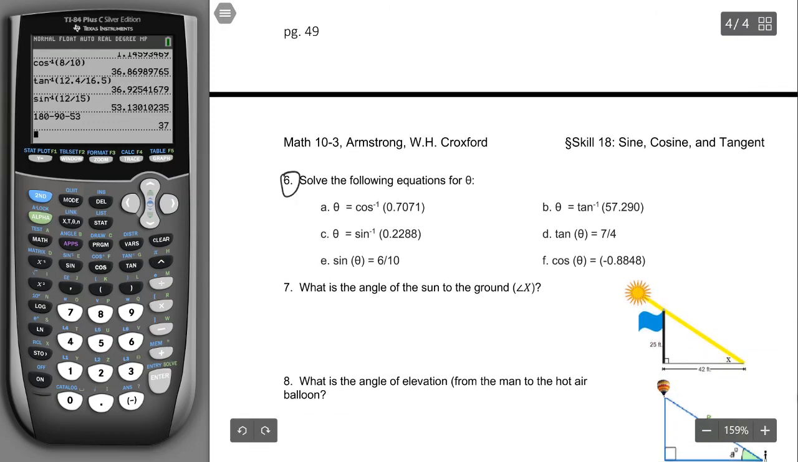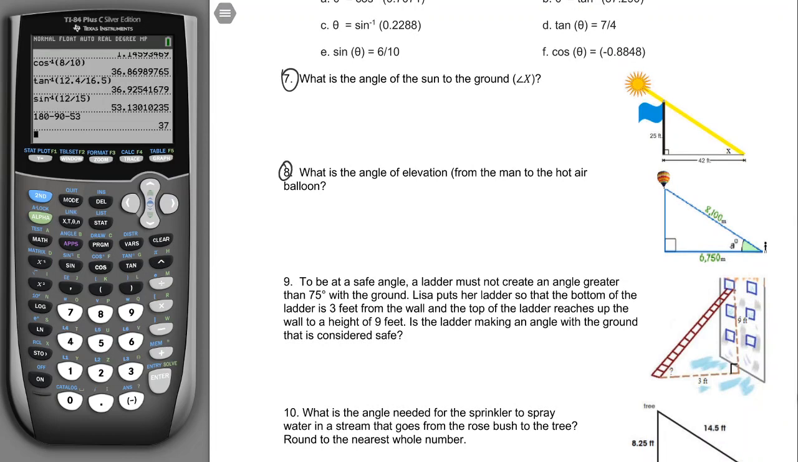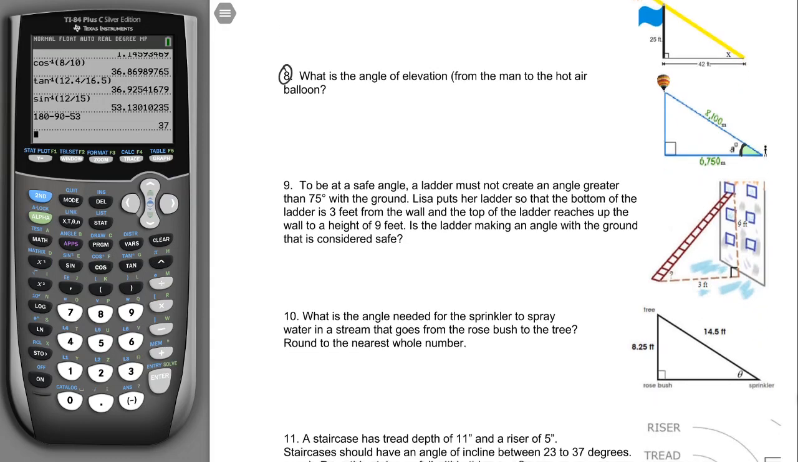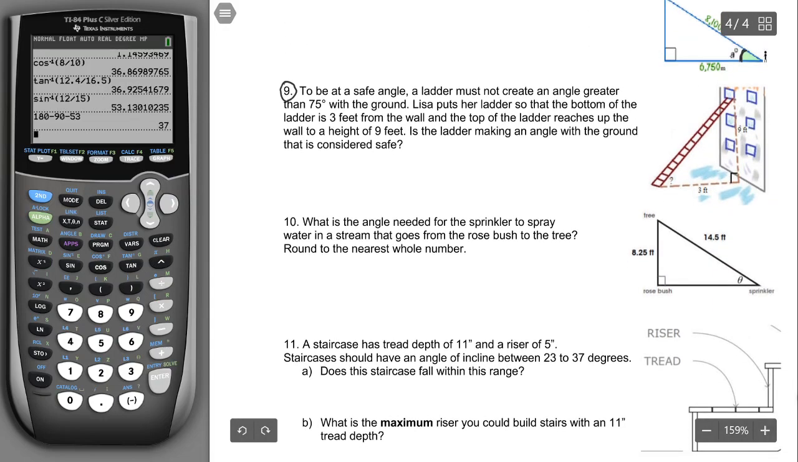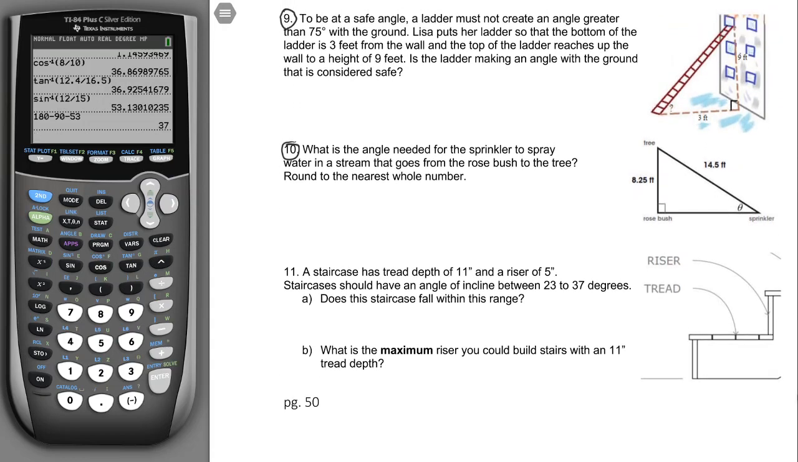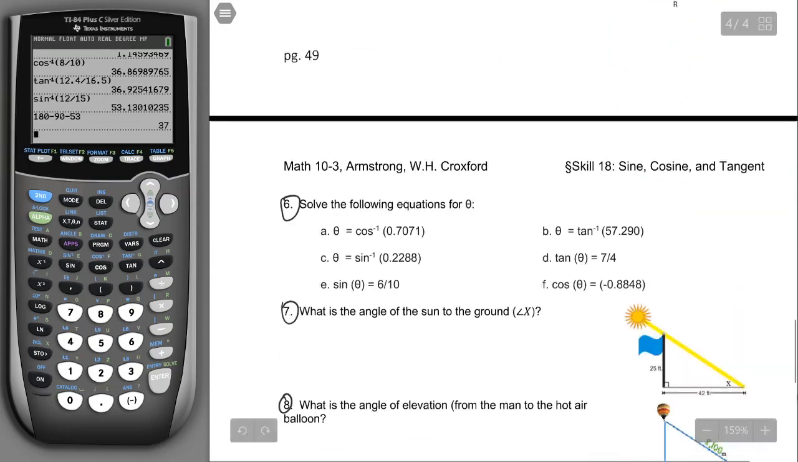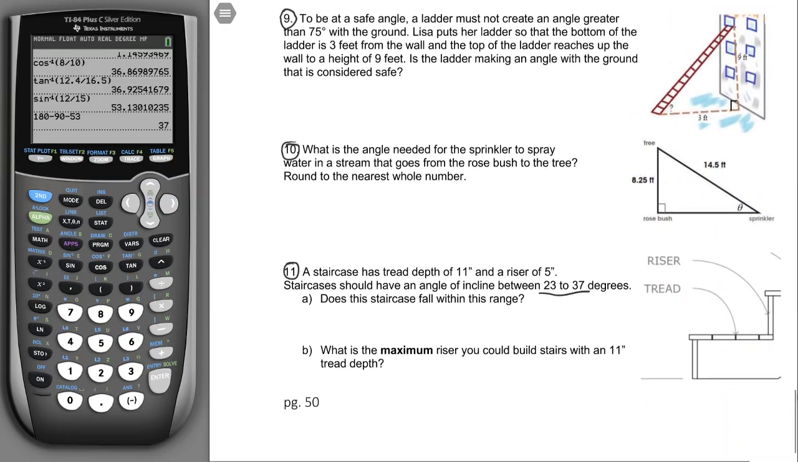So question 6 is solving for angles. What is the angle of elevation? Angle of elevation, by the way, is just the angle up. So this angle here is the angle of elevation. This tells you that the angle can't be greater than 75 degrees, so you need to find that angle and compare it to 75. What is the angle it needs to spray? Does it fall in this range of degrees? Okay, so question 1 on the first page, and then 6 through 11 on the next page.